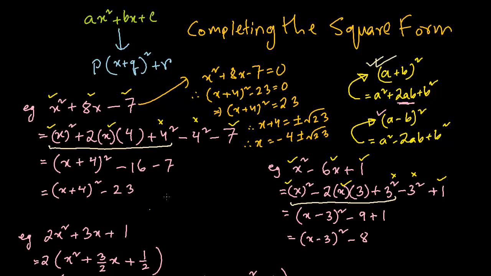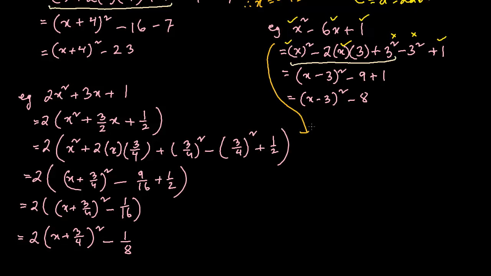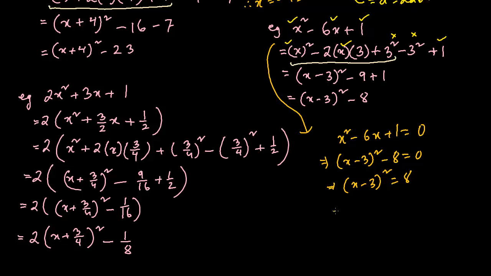Now another example would be the next one. If this equation was equal to 0, so if it was x² - 6x + 1 = 0, in the next line we can write the completed square format. So (x - 3)² - 8 = 0. So this would be (x - 3)² = 8. Therefore, x - 3 = ±√8. And therefore, x = 3 ± √8. And that is the root of the quadratic equation. So we can use completing the square to solve a quadratic equation.